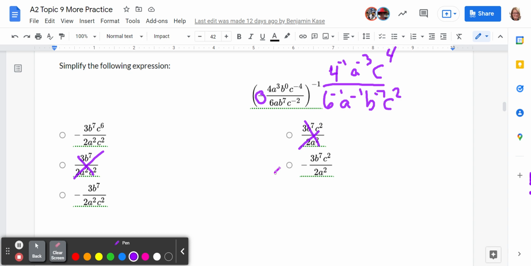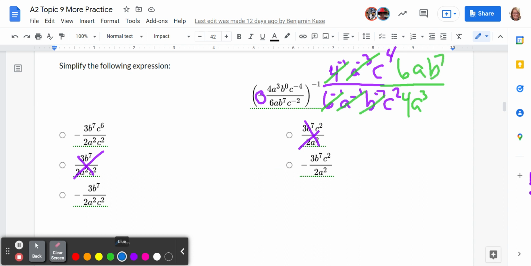I'm going to change my color so you can see what I'm doing here. I'm going to move my negatives around. 4 comes down. A comes down. 6 goes up. A goes up. And B goes up.